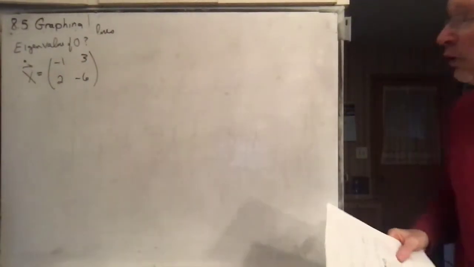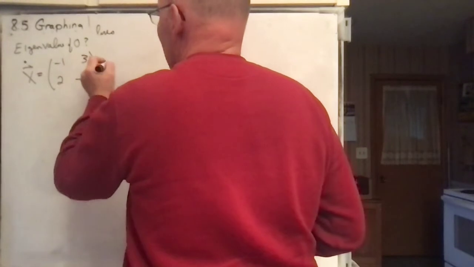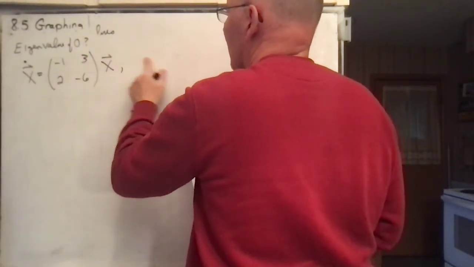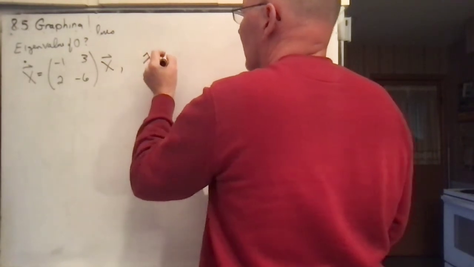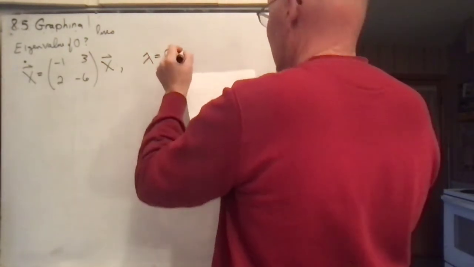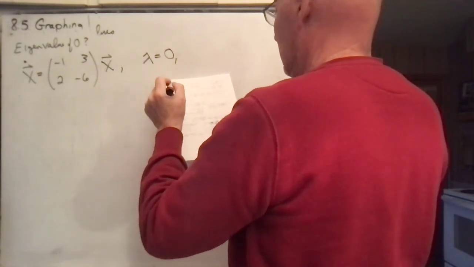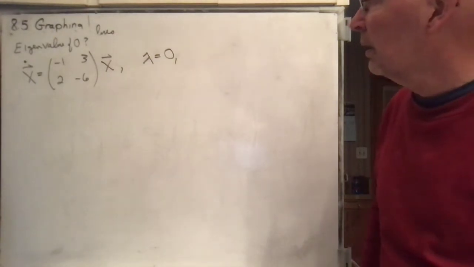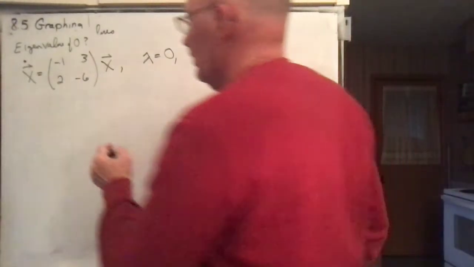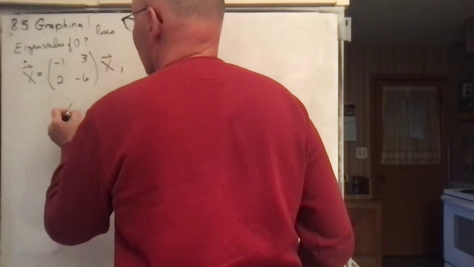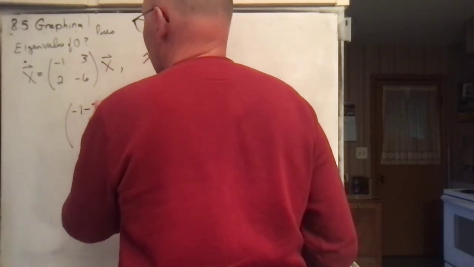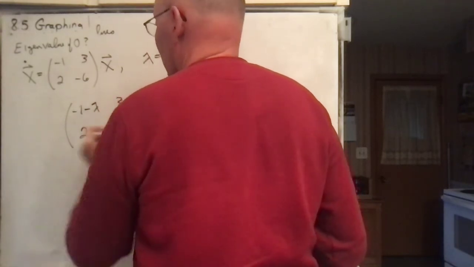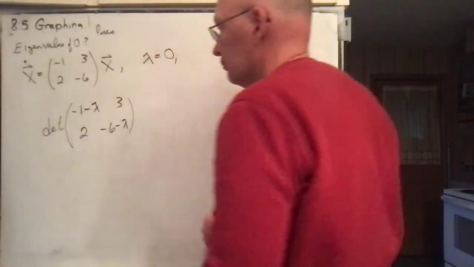Okay, if you go through the same process again, I'm just going to give it to you. You're going to end up with lambda is equal to 0 and I have 7, but I think it's negative 7. Let's go ahead and do it real quick. So it's going to be negative 1 minus lambda, 3, 2, negative 6 minus lambda. Agreed? We want the determinant of that.